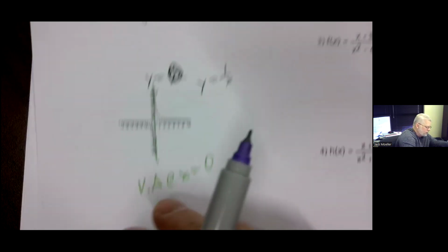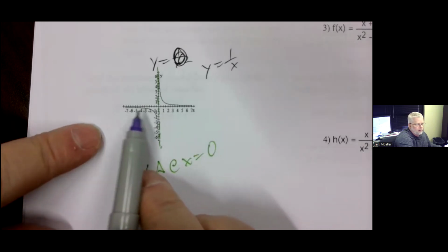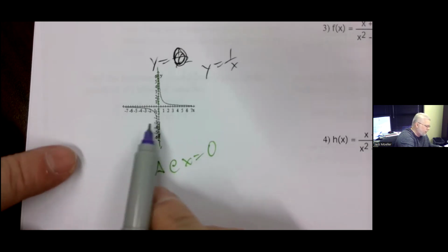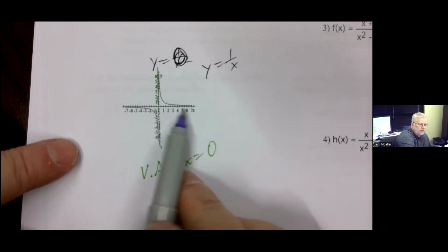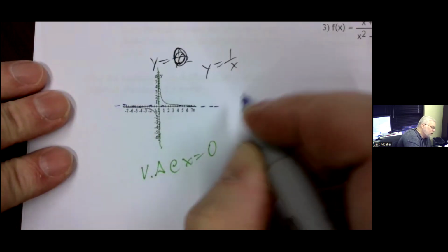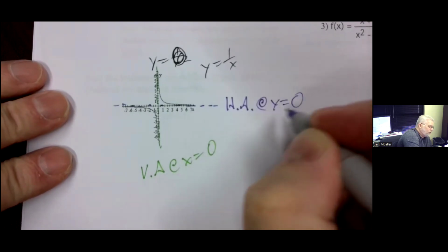Now, if you notice as we go to the left and the right, they start to get kind of flat, but again, they're not horizontal. They're just getting close to flat. And if you notice, what are they getting close to? Right there at y equals 0, the x-axis. So that is a horizontal asymptote, which is going to be HA at y equals 0.